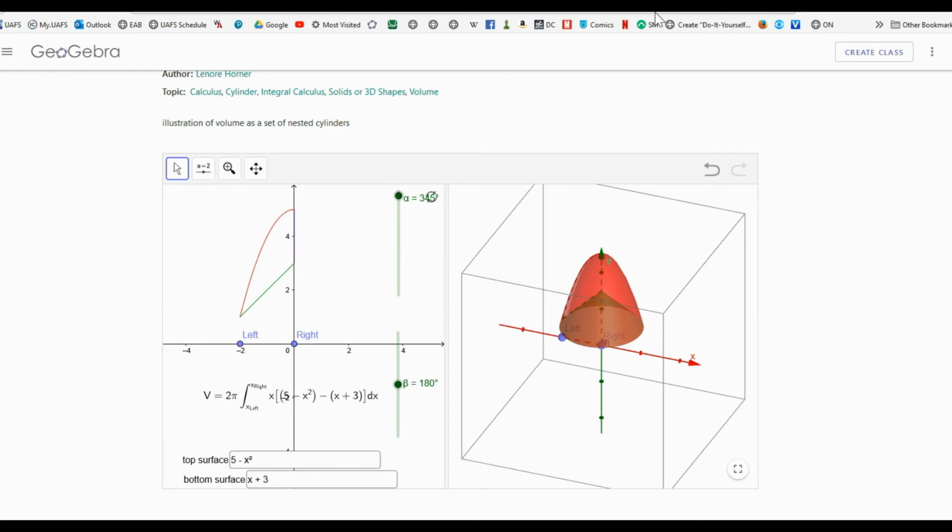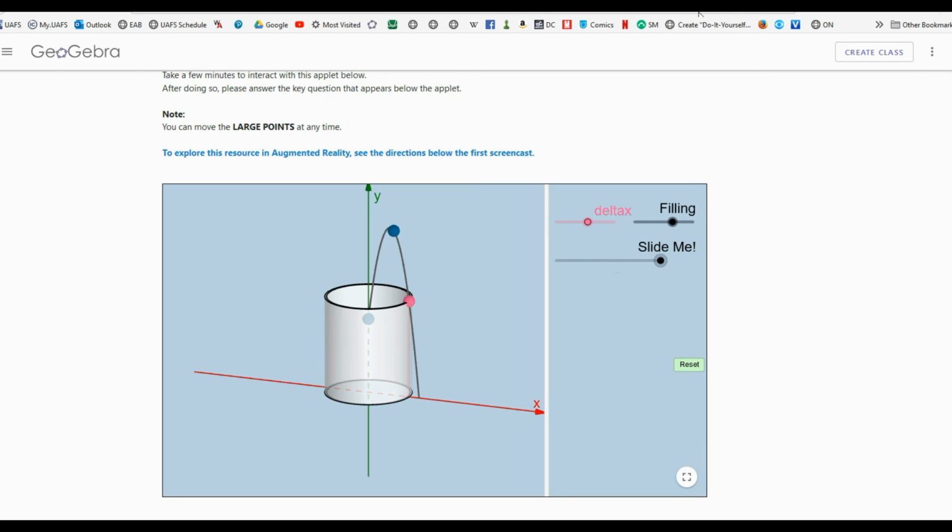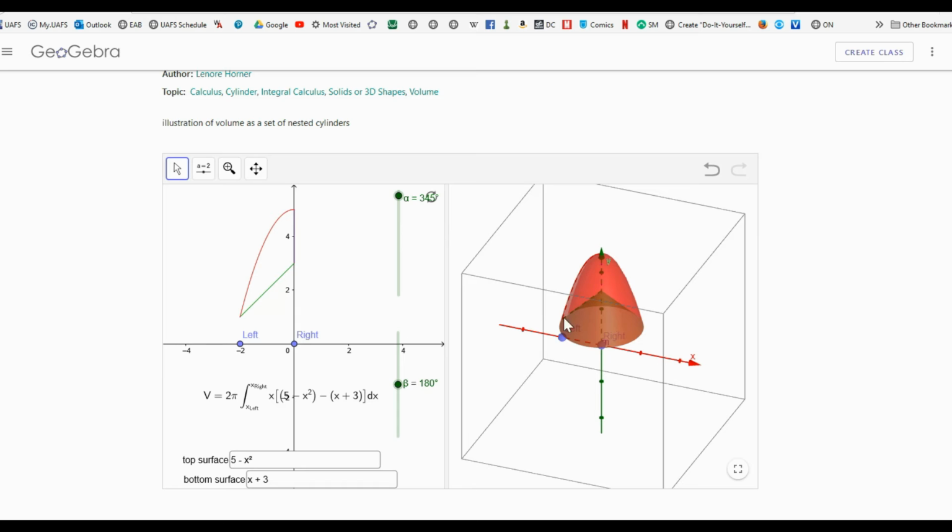Okay, so here's a view of this from a different application, different activity. But here we have the region here, revolve it around, and you can see what kind of shape it generates. So this hole, this part down here is going to end up giving us a hole in it, kind of like a bowl. It's kind of upside down.